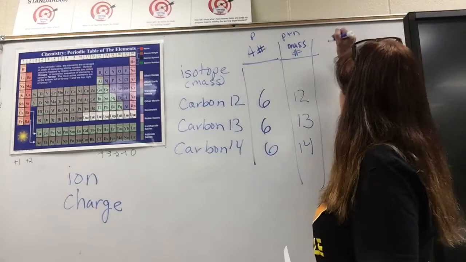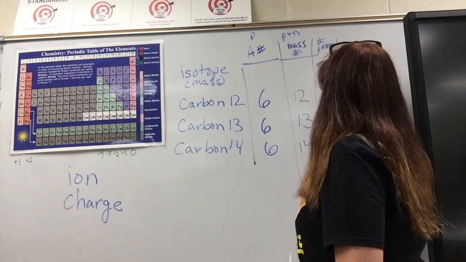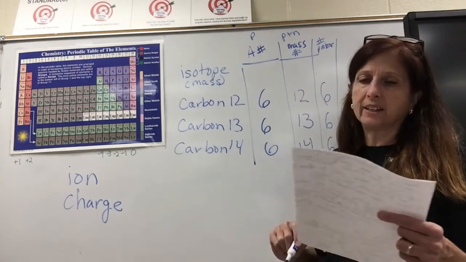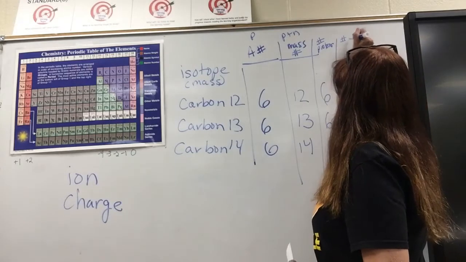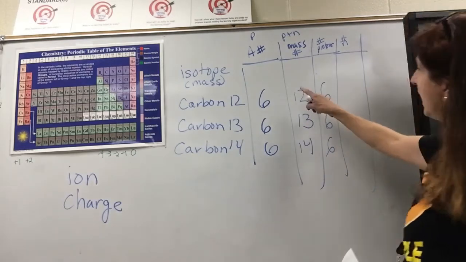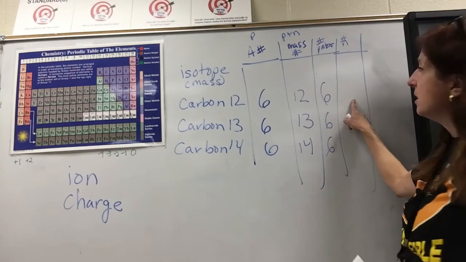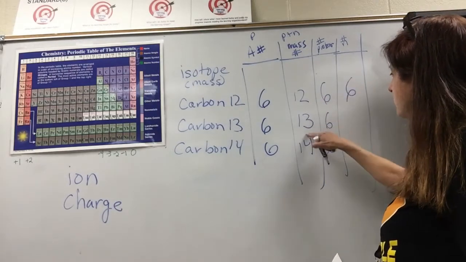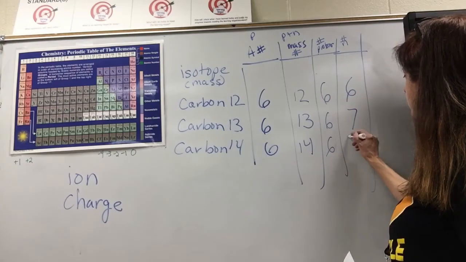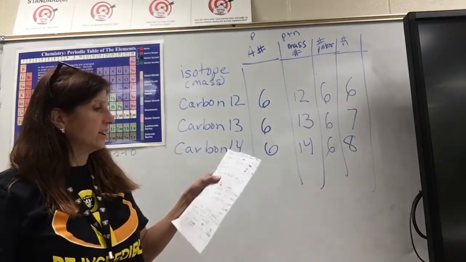Okay. Next, it will ask you what are the number of protons, and that one's real easy because it's always the same thing as the atomic number. The next thing it's going to ask you is the number of neutrons. And how you get that is you just take the mass number minus the protons equals the neutrons. So 12 minus 6 is 6, 13 minus 6 is 7, and 14 minus 6 is 8. So we have 6, 7, and 8 neutrons.